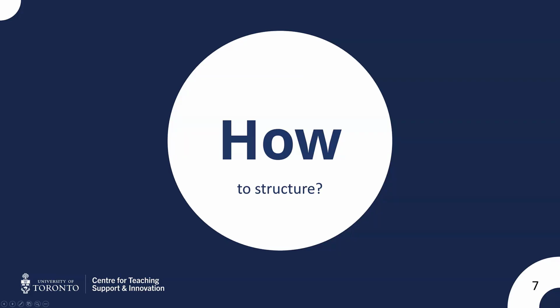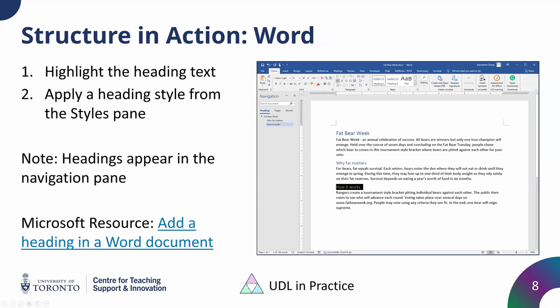And now, how to structure. So in a Word document, there's 2 steps. You have your content, then you highlight the text that you wish for it to be a heading, and then you select one of the heading styles from the style section. Now, headings all appear in the navigation pane. This is particularly useful when you're drafting and you're looking over the content and thinking, wait, have I talked about this thing yet? Also, if you want to move sections around.